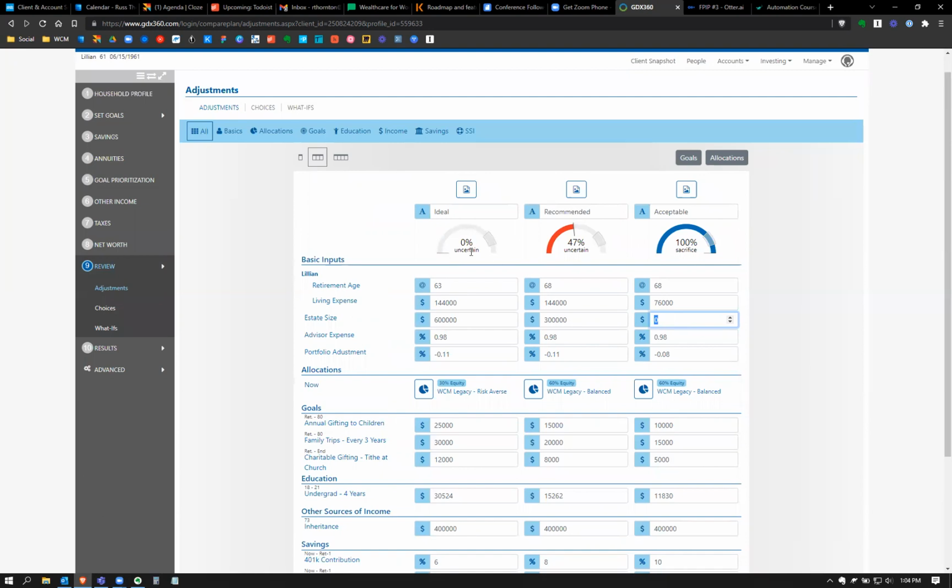What probably caught your attention up here at the top of the screen are these percentages. Over here on the ideal plan, we have a 0% and this word uncertain. Over here on the right, we have 100%, which I think most of us would probably associate as a good thing, but you'll probably notice the word sacrifice here underneath that 100%.